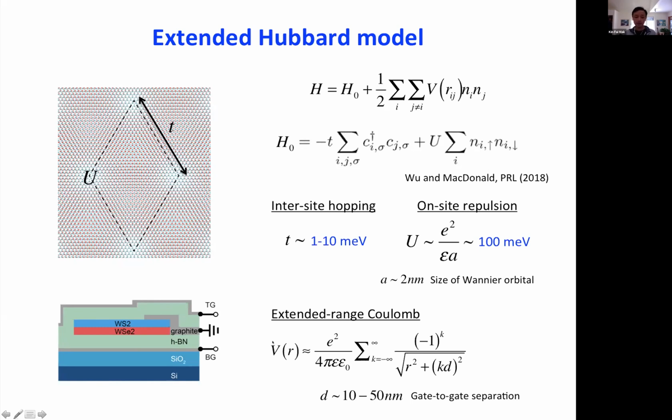I just want to note that this potential term that describes the interaction between the electrons is actually geometry dependent. It depends on the distance between the gates. The d here is the distance from the top gate to the bottom gate. I would like to argue that this is important for compressibility. It's an important factor to consider in compressibility measurement. The gate-to-gate distance is typically 10 to 15 nanometers.